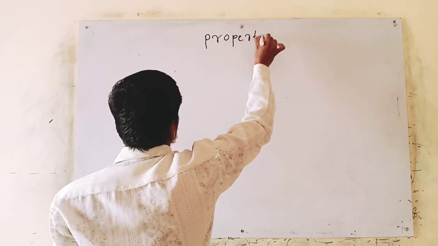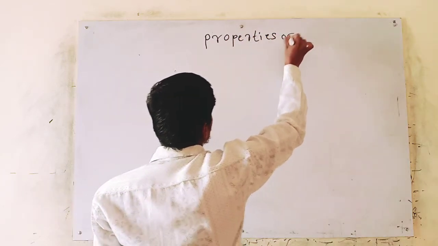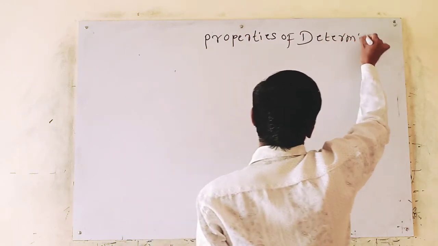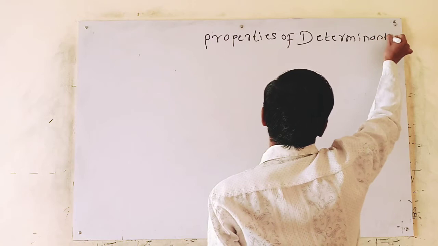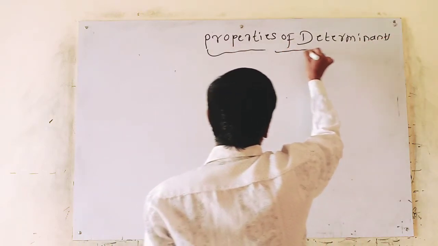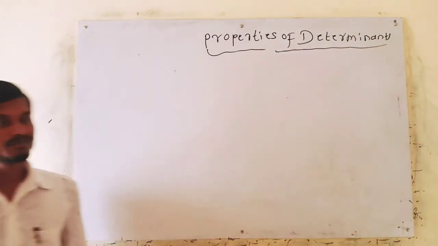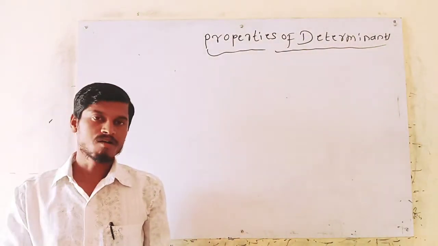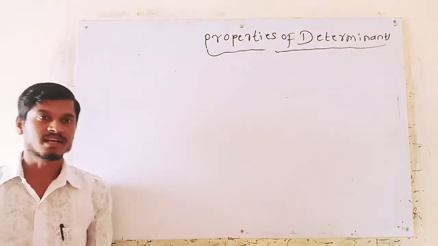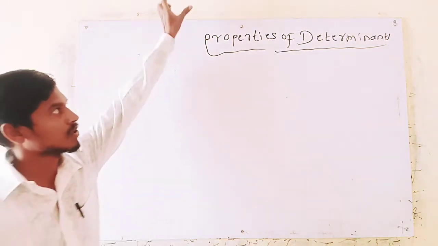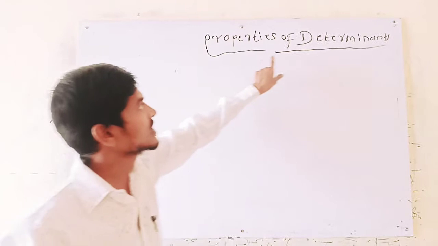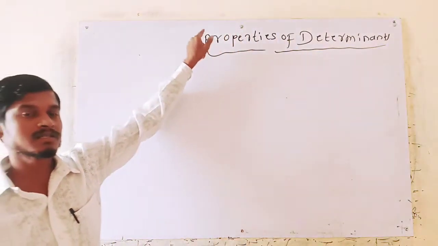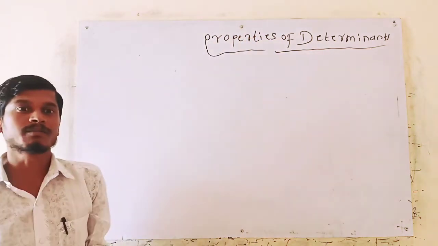So that is your next topic: properties of determinants. You already know how to find the determinant value of 2 cross 2 or 3 cross 3. Now, using the properties of the determinants, you have to evaluate the determinant value.